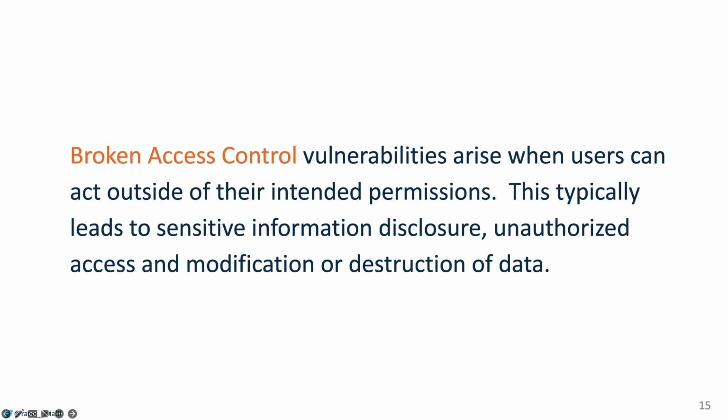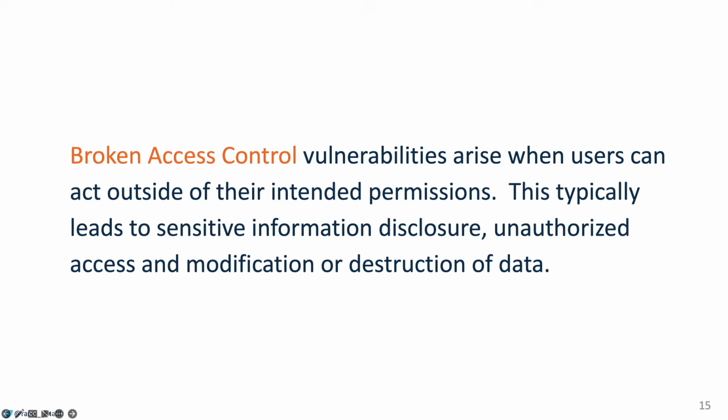And this leads us to the main topic of this presentation, which is broken access control vulnerabilities. Broken access control vulnerabilities arise when users can act outside of their intended permissions. So for example, just like we saw, a regular user being able to perform admin functionality, or a regular user being able to view the personal information of another user on the system.